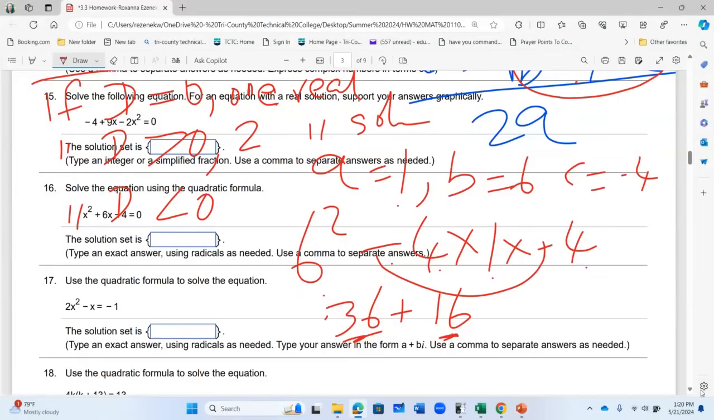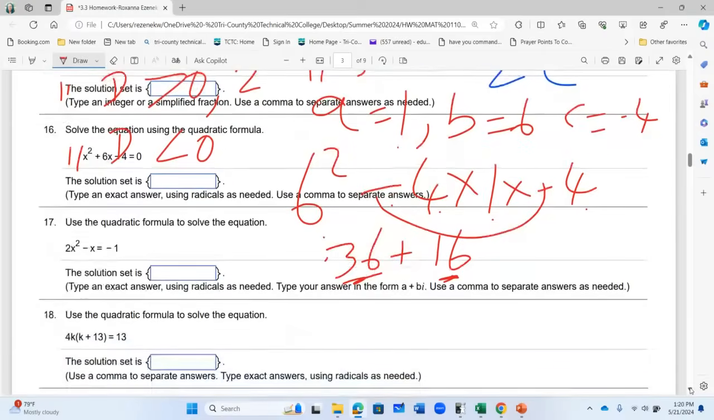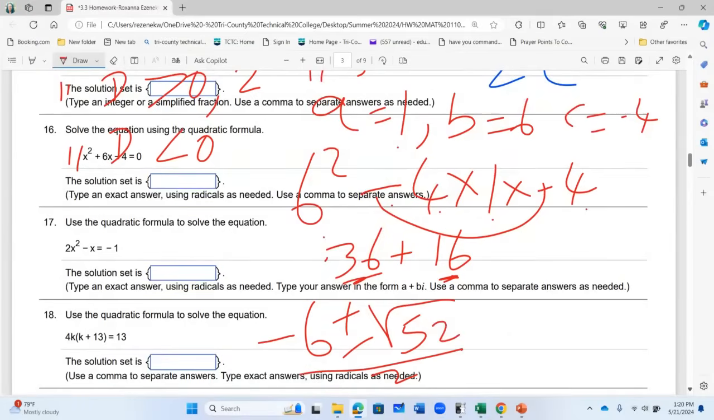People make mistakes. So right now, I can rewrite my answer: minus b, minus 6, plus or minus the square root of 52, all over 2 times 1. All right, so now you can simplify your answer. It's not imaginary. That's all. You find the answers, and you can simplify it in a way that is easier to solve.